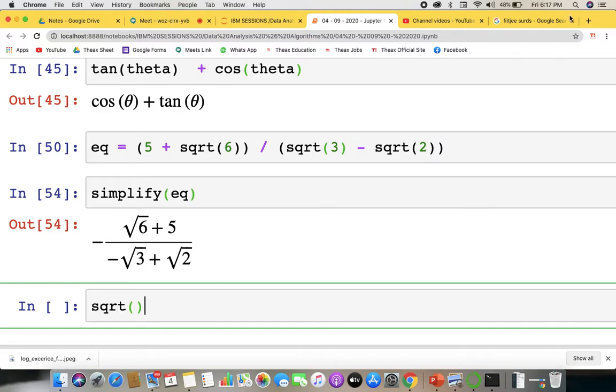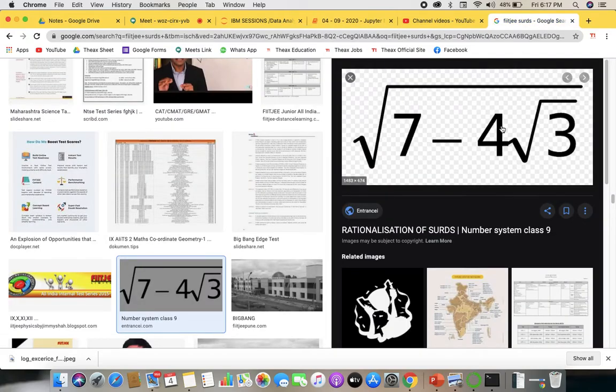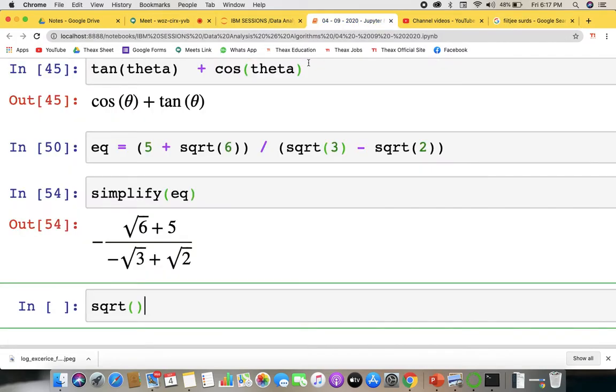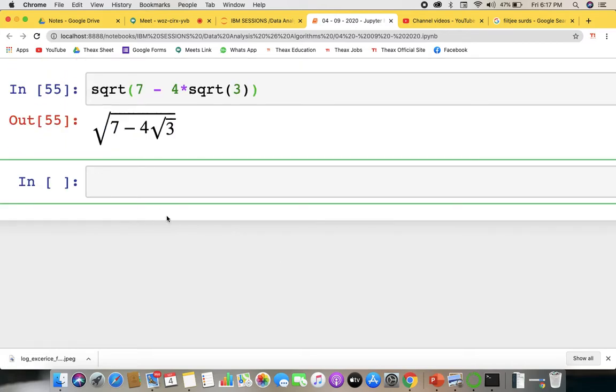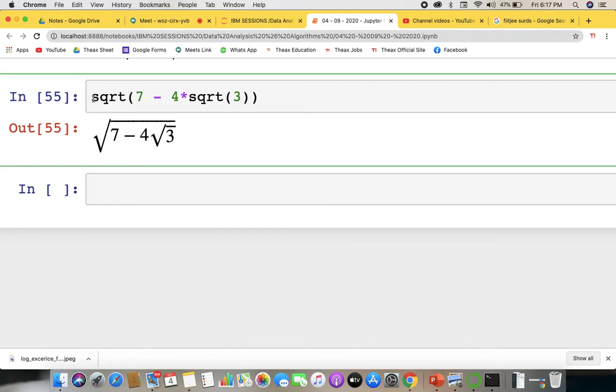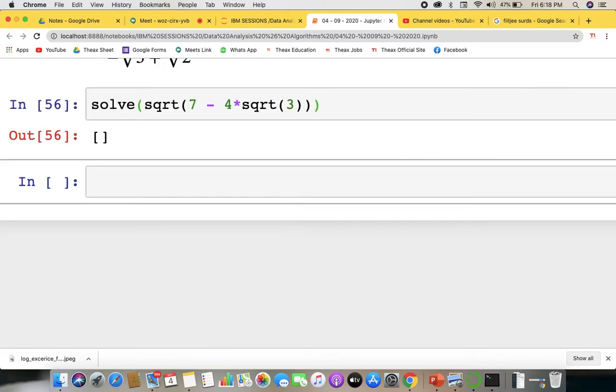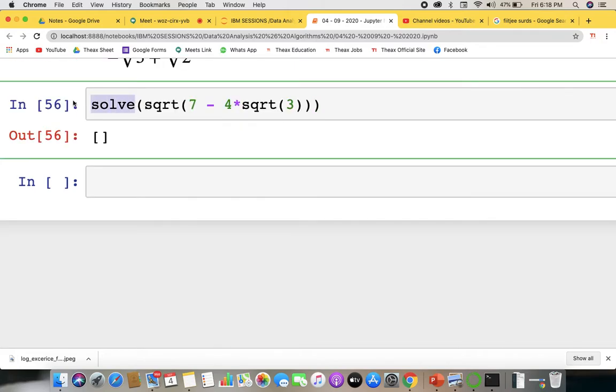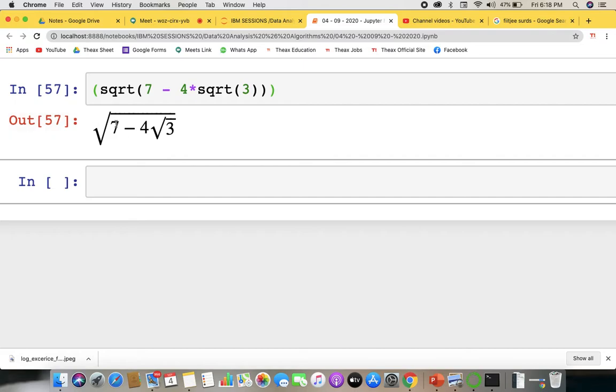If you are given an expression like the square root of 7 minus 4 root 3, how will you write it? Write 7 minus 4 root 3 and then the whole under root of that, right? So the way of writing should be very clear first of all. Then you can solve or simplify and find things accordingly once you define everything.